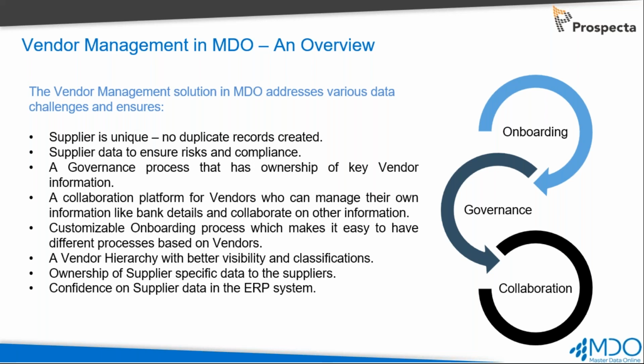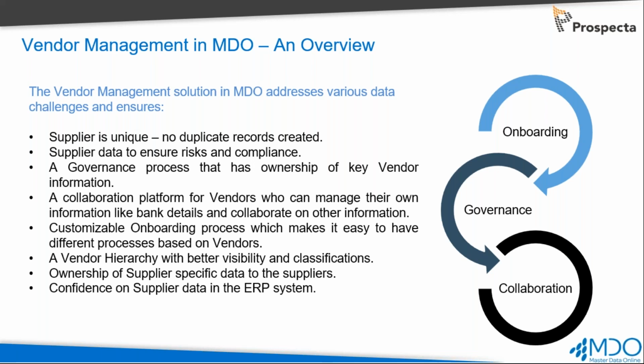Vendors can later on collaborate. They can put in their key information like address and bank details, and if required at a later stage they want to update any of this information, they can use the MDO portal to do that. The whole onboarding process can be customizable of how you want the vendors to get onboarded, either through your website or through some other system. Now, vendor hierarchies can be maintained. Vendors can be linked to a top hierarchy, and subsequent hierarchies and classifications can be maintained there.